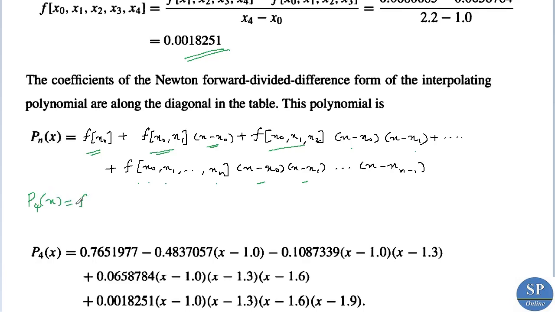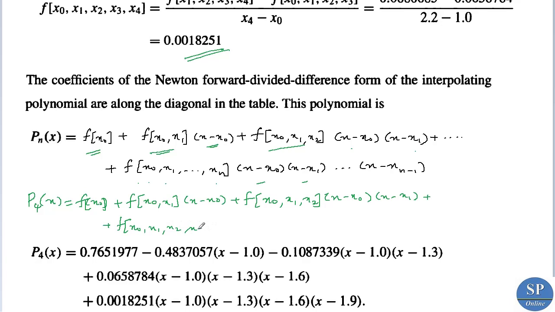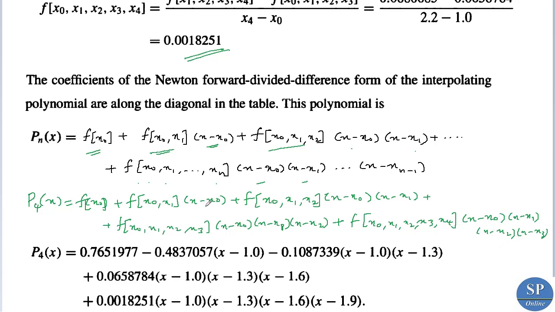So P4 of x is equal to f of x naught plus f of x naught comma x1 into x minus x naught, plus f of x naught comma x1 comma x2 into x minus x naught into x minus x1, plus f of x naught x1 x2 and x3 into x minus x naught, x minus x1, x minus x2, plus f of x naught, x1, x2, x3 and x4 into x minus x naught, x minus x1, x minus x2, into x minus x3. Right. Here the last factor is x minus x3, since n is 4.